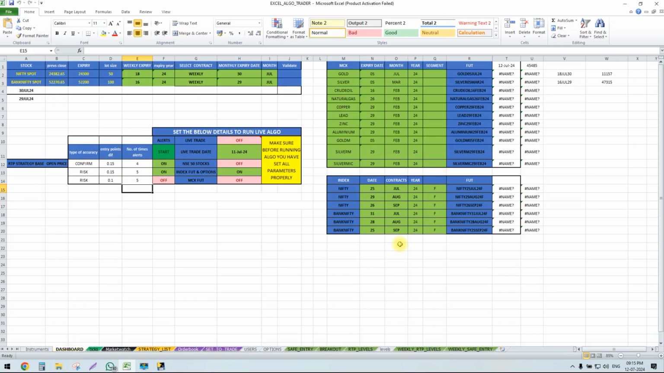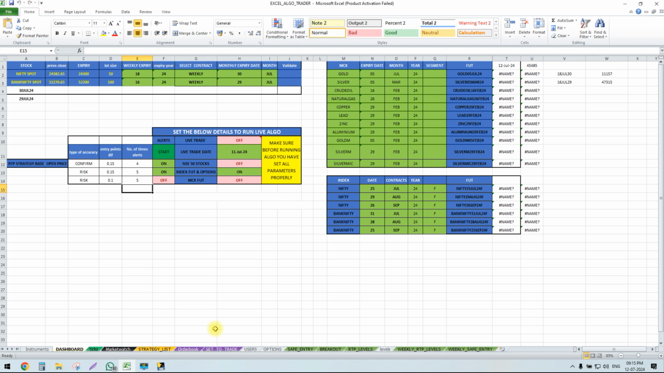This is our dashboard. This is the front page of our software, where you will get weekly expiry, monthly expiry, everything you have to set by yourself. This is Nifty 50, Nifty spot, Bank Nifty spot, where you will get all updates. If you want to turn on live trading, you have to turn it on here. If you want to trade live or with algo trading, you have to turn on this parameter.